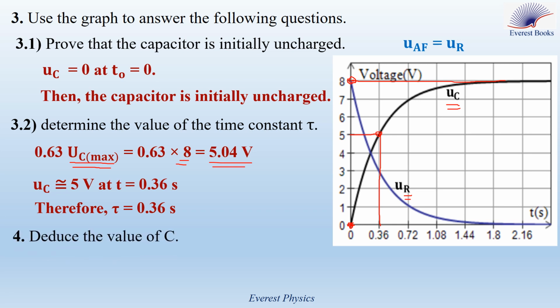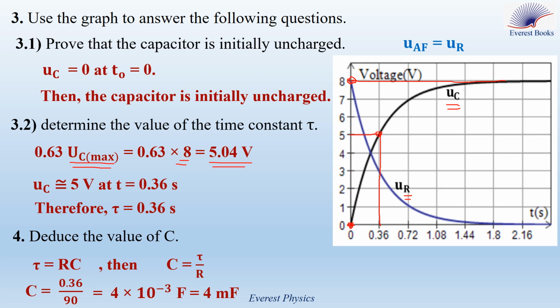Finally, we want to deduce the value of the capacitance C of the capacitor. We know that tau is equal to R times C, so C is equal to tau over R. Tau is equal to 0.36 seconds and capital R is equal to 90 ohms, and the answer is 4 times 10 to the power minus 3 farads or 4 millifarads.